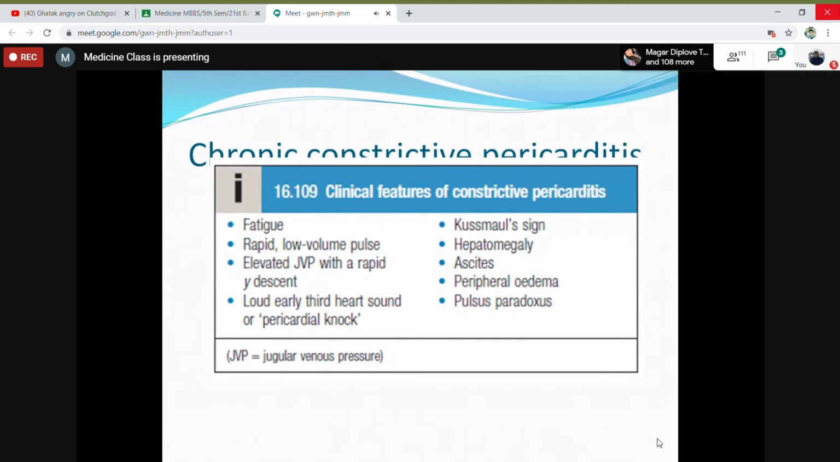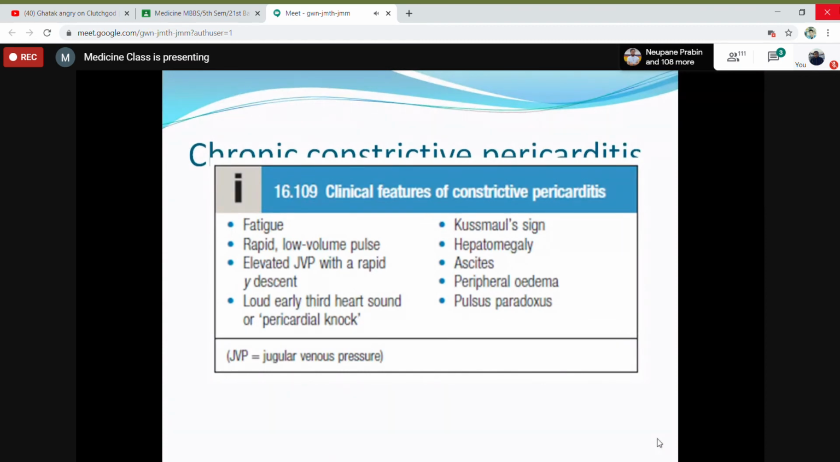And then there will be a loud early third heart sound or pericardial knock. Okay, so you have to know about this pericardial knock as well. Okay? So it is an early third heart sound which is heard with abrupt cessation of the ventricular filling.